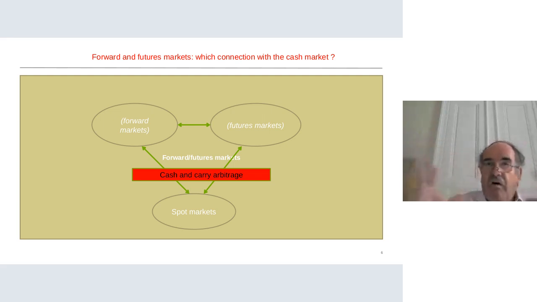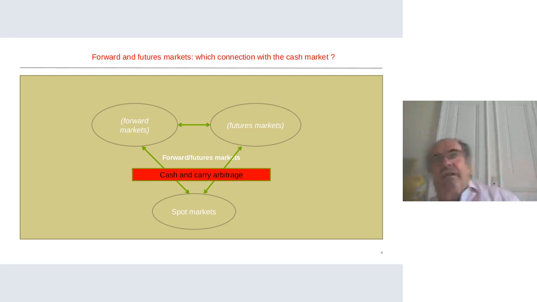So if the spot moves up, the forward will move up. If the forward moves down, the spot will move down, because the prices of the two are correlated. Forward is spot plus interest rate plus cost of storing.